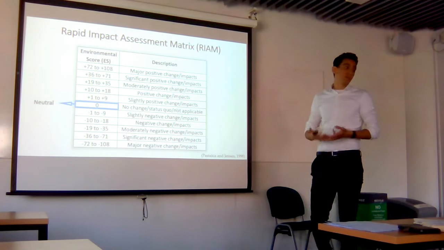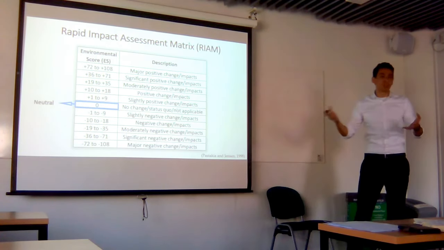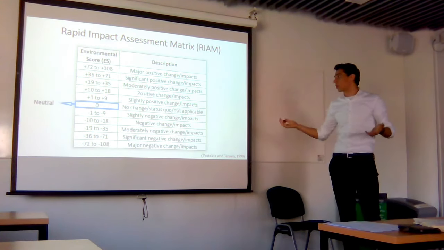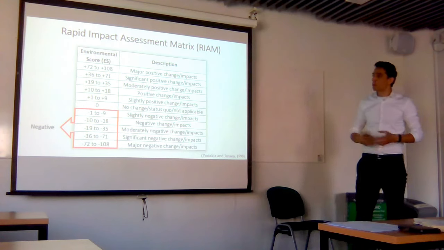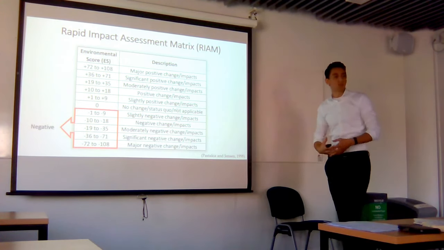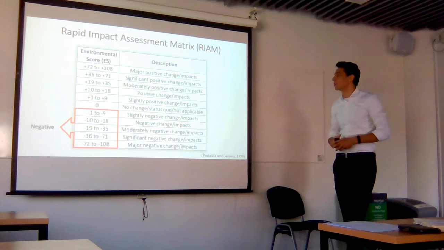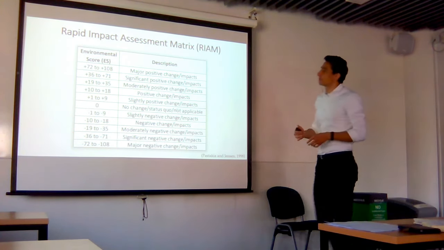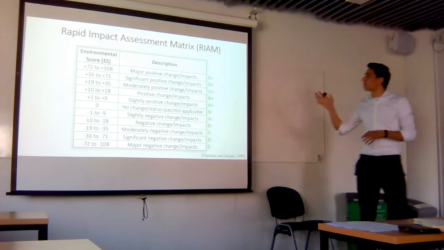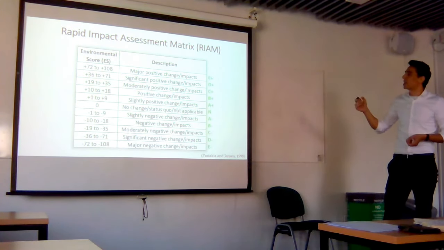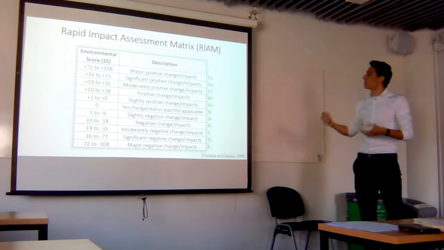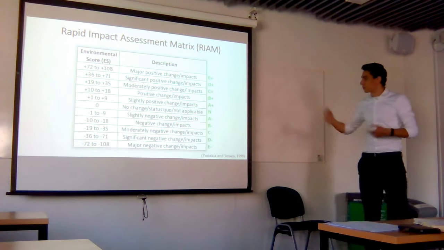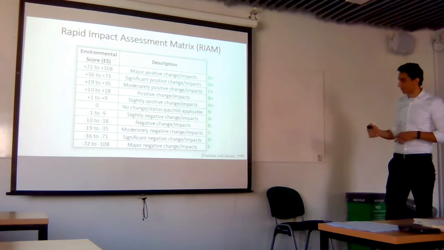It could also be zero, if a particular issue does not apply to the region, or doesn't change the status quo at all, so it will have a score of zero. Or it could be negative, and then again, the more negative the number, the greater the impact. It's also very common to see letters used instead of numbers, which are probably easier for people to read. That's something very common also on the social side.